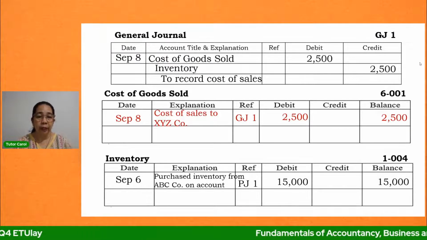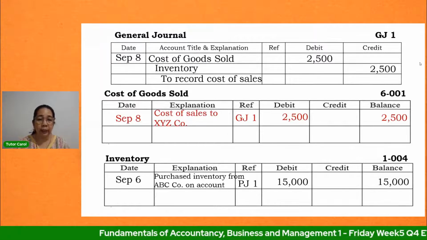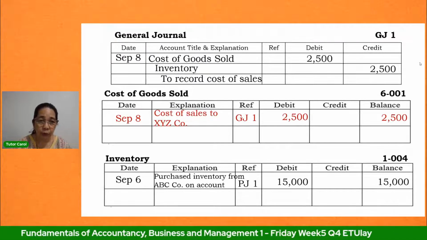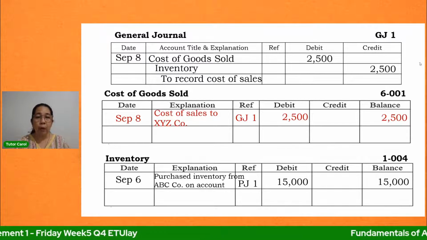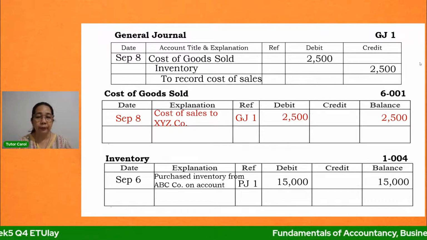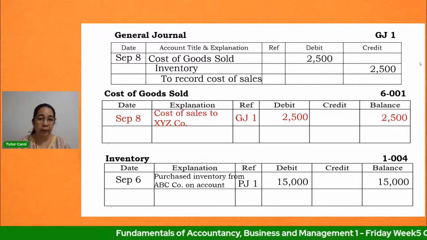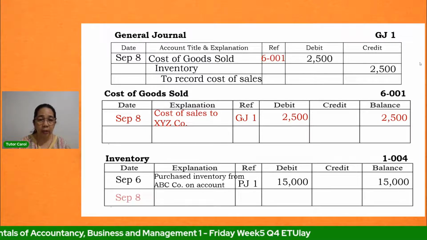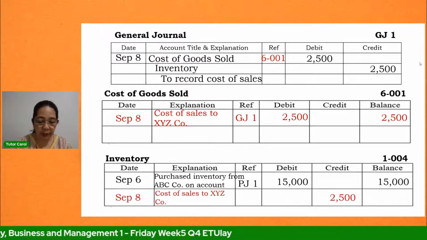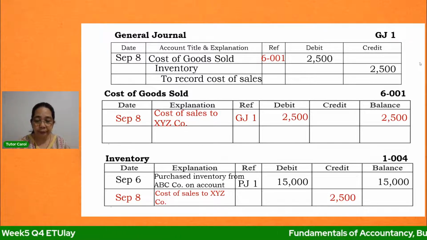Okay, now for the inventory. As you can see, our inventory has content because earlier we made a purchase. Right? We entered it into inventory. So, since we made a sale, we will deduct from inventory. Okay, so date, September 8. Explanation: cost of sales to XYZ company, 2,500.